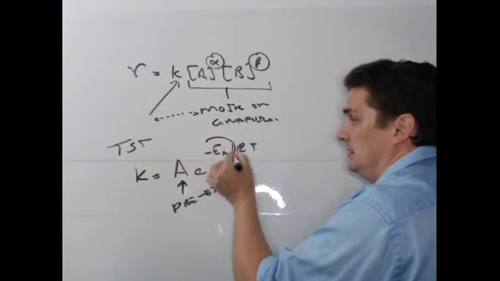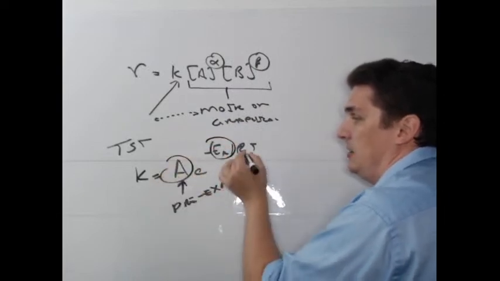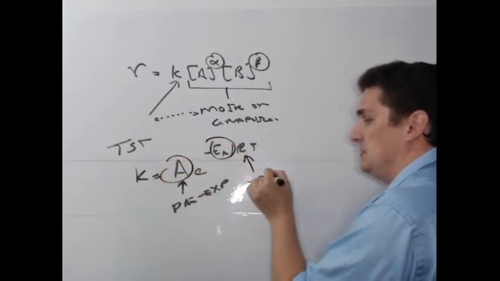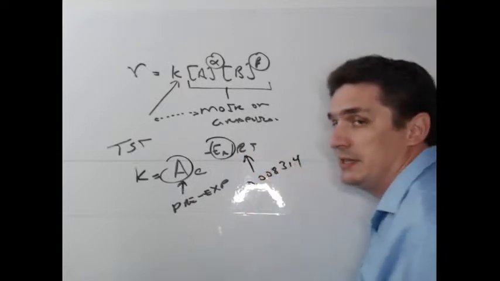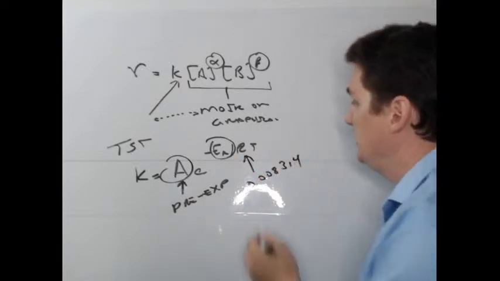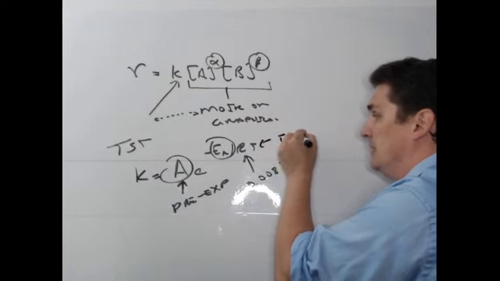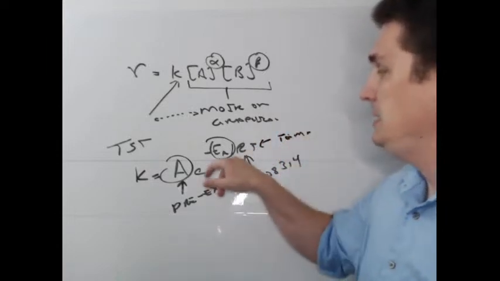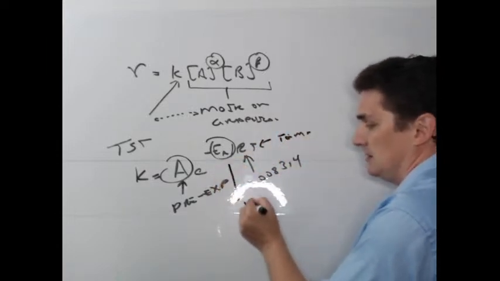EA and A. R here is the ideal gas constant, 0.008314. If you use anything other than that, it's not going to work. And here is your temperature. So EA here is reaction specific.